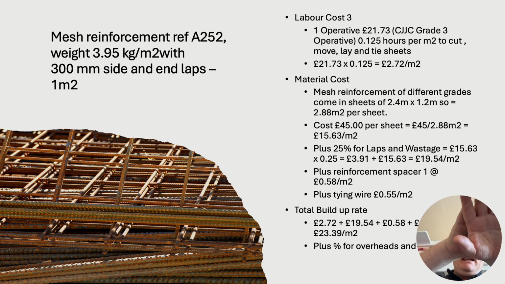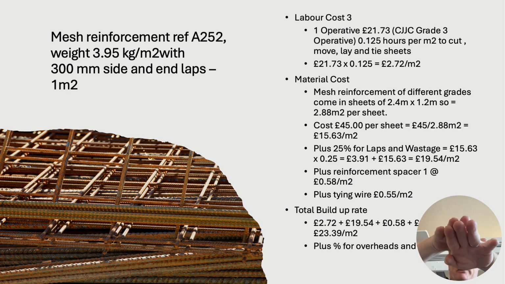I've then said if I take laps and wastage into consideration, I've got to add on 25%, because obviously when you do mesh reinforcement, they overlap, to ensure that the reinforcement covers everything. So I've said let's add on about 25%. Look, I could add on 40% if I wanted to. With wastage, it's just something that I've done to show you what you've got to include. That sort of takes it up to £19.54.